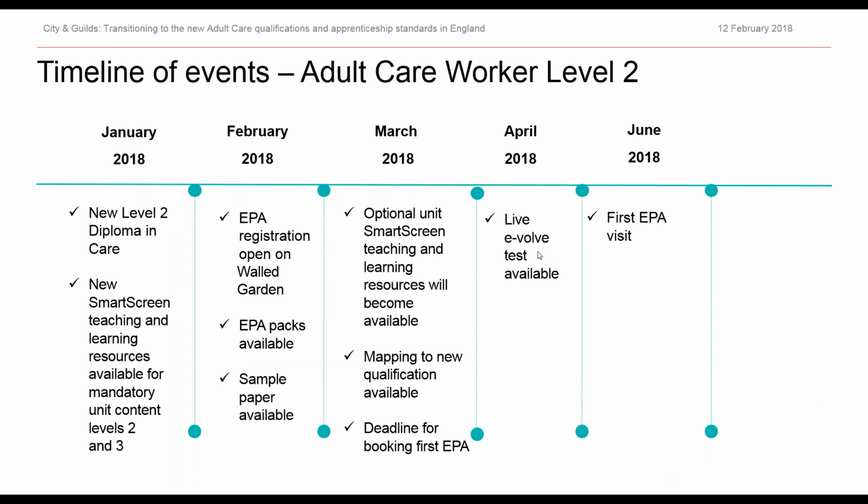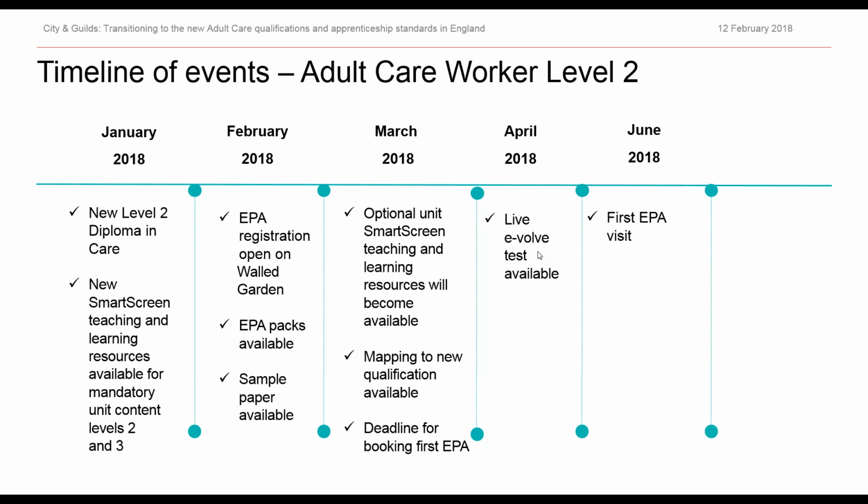Just need to look at the timeline of events for adult care work. Again, this is the same in effect as the level 3. Looking at February, where we are now, the endpoint assessment registration is open on Walled Garden. Our endpoint assessment packs are available and our sample paper is available.